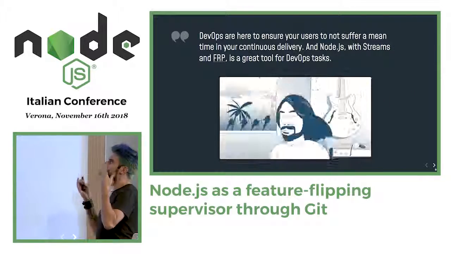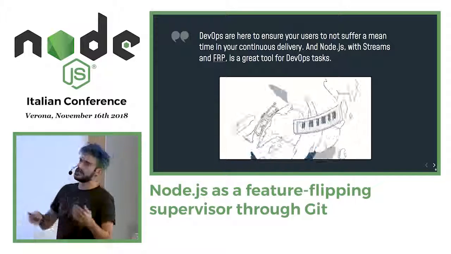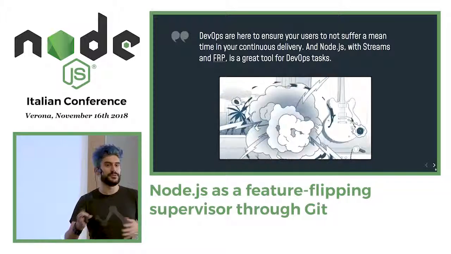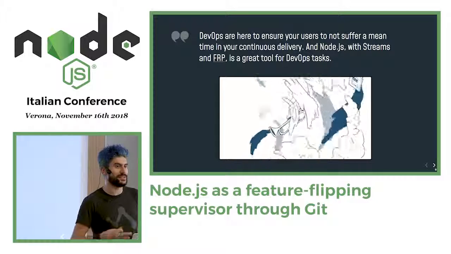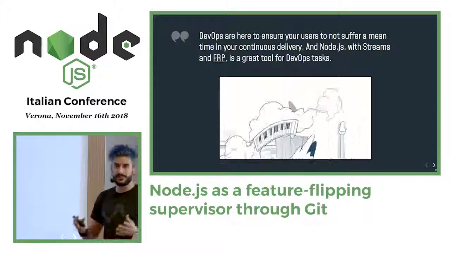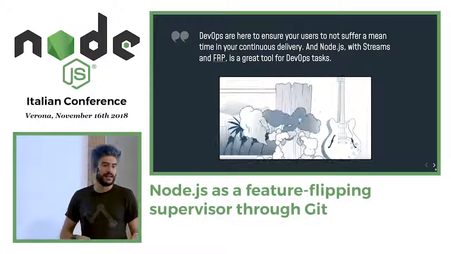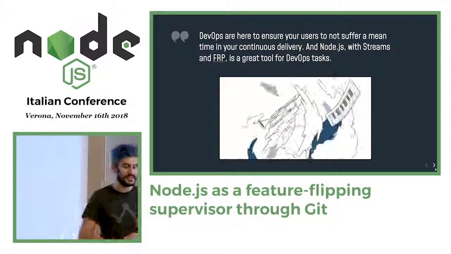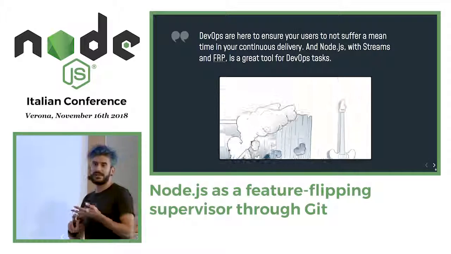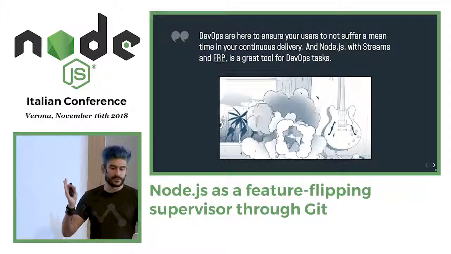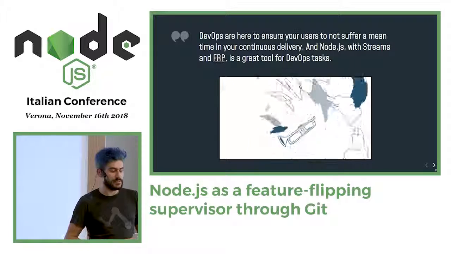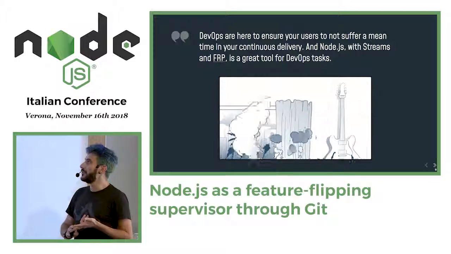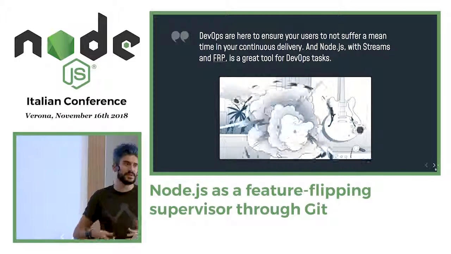Finally, I guess DevOps are just here to ensure that our users do not suffer from our various mistakes during continuous delivery, and we are just humans, we make mistakes. Node.js, streams, and hook scripts in Git are really powerful, and you can use them in any way you want. It's simple, it's easy, and it's really smart when you finally embed it in your application.